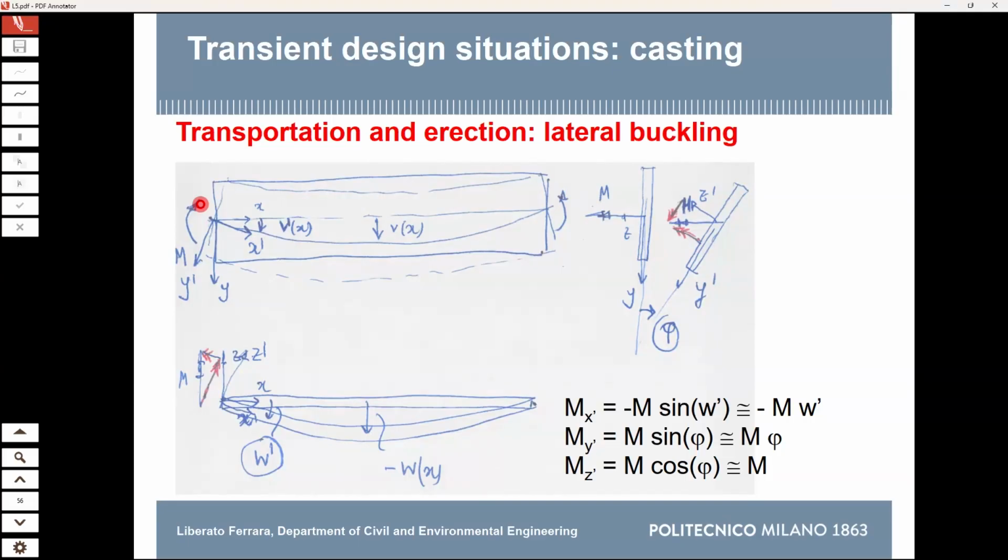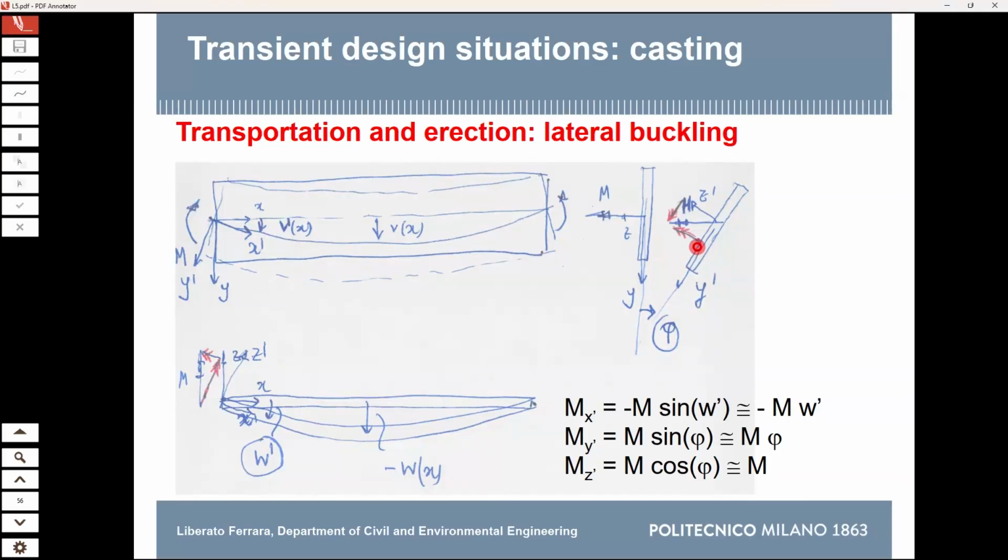If you go into aeronautical engineering and you have to design the wings of a plane, in that case you have a follower force, because the force is due to the aerodynamic interaction between the wing and the air, and it follows the deformed configuration. But at least in this part of civil engineering, we are lucky. If you have to design a wind tower, then it will be a little bit different. But in this part, we are lucky. The force does not follow the deformation of the beam.